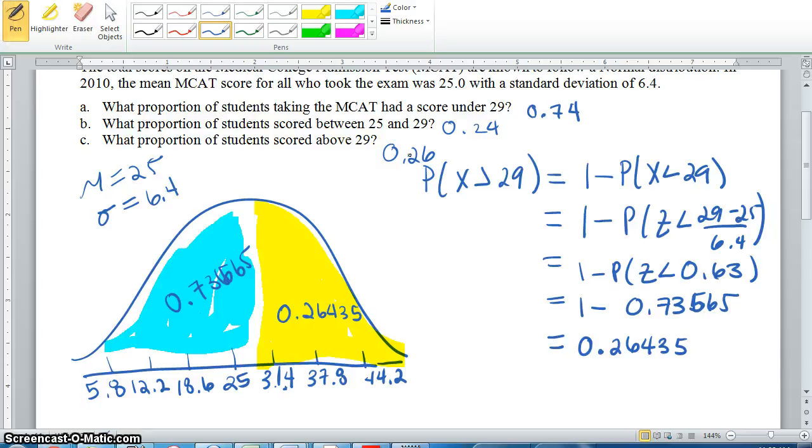Hopefully this video helped you understand how to use the standard normal table to calculate z-scores along with proportions, probabilities, and percentages.